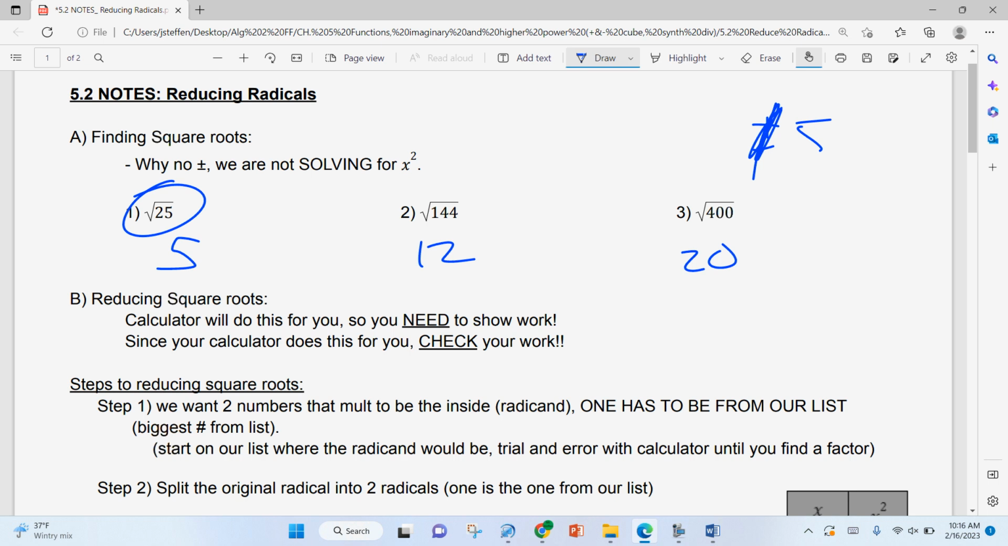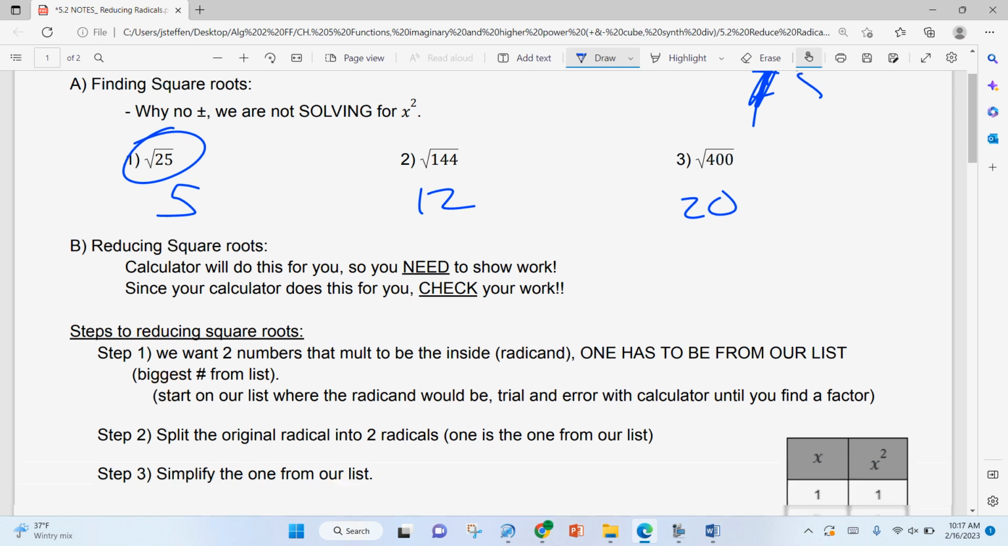Those worked out to be really nice whole numbers, rather than decimals or fractions. But we're going to do problems today where they aren't going to be whole numbers, and we're going to use a different notation rather than doing decimals or fractions. It's called reducing radicals, or simplifying a radical, or simplifying a square root.